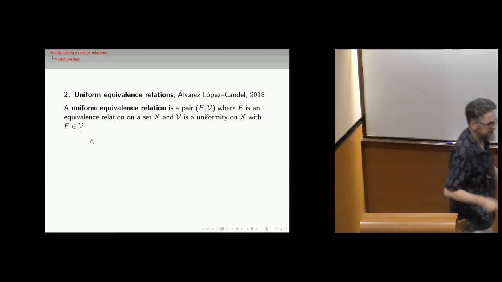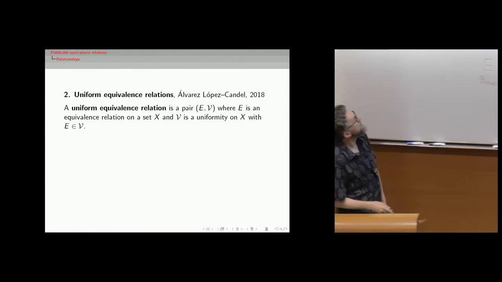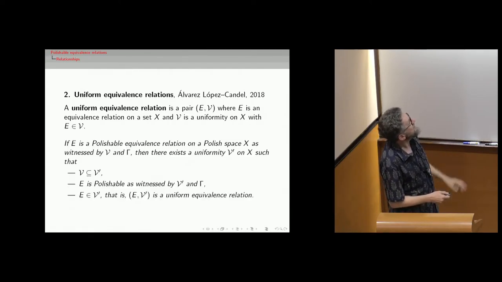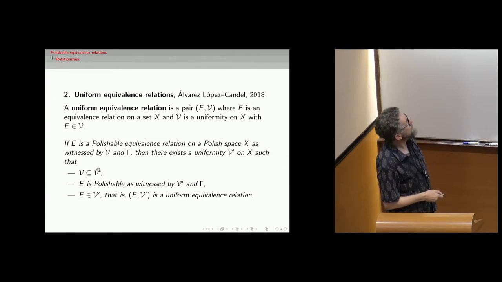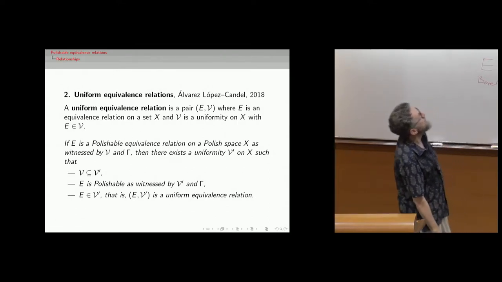And then they had other conditions there that actually implied that the equivalence relation is pi 0,3, and then they went in another direction. But they did have a notion like this, so one might be curious if these polishable equivalence relations are also uniform in this sense, and this is the case. So if I have a polishable equivalence relation as witnessed by V and gamma, so I have the uniformity and this group that witness, I can make this uniformity bigger, so that it still witnesses polishability of E together with the same gamma, and require that E is an element of the uniformity. So this E with V prime is a uniform equivalence relation. So actually, it's also part of this class.